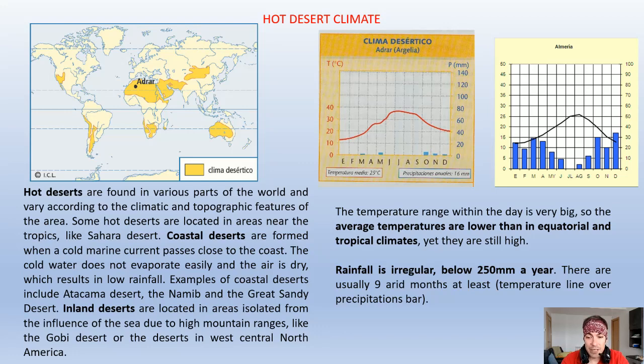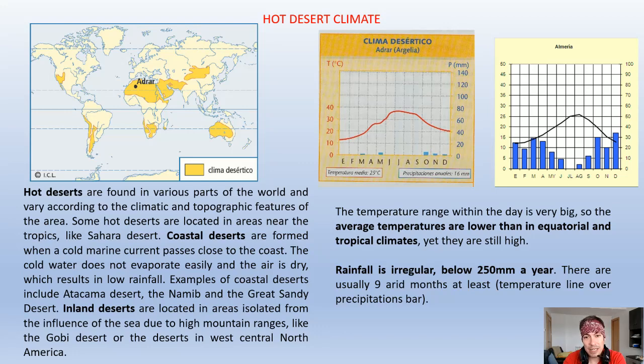And the average temperatures are lower than in equatorial and tropical climates. The average, okay? Not the highest nor the lowest, but the average. Yet they are still high, okay? They are lower, but they are still high. And rainfall is very irregular and very scarce, very little rainfall, below 250 millimeters a year. And there are also usually 9 arid months at least.